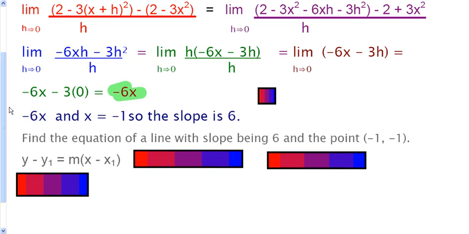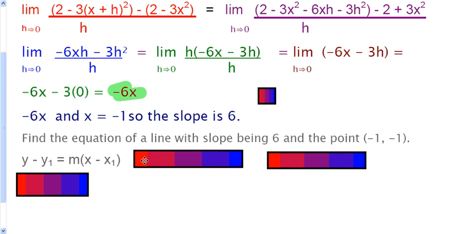Now, we need to go ahead and find the equation of our line. You were given your point, negative 1, negative 1. We just went through a fair amount of work to find your slope. Since we have a slope and a point, we're going to use the point slope formula.